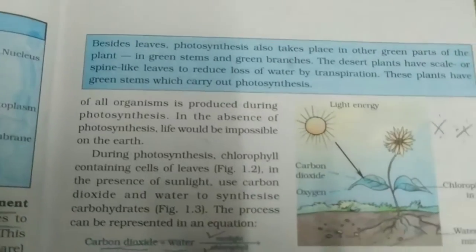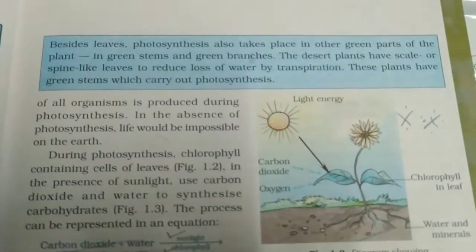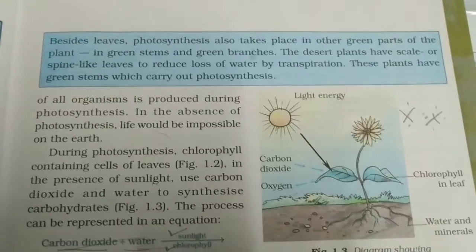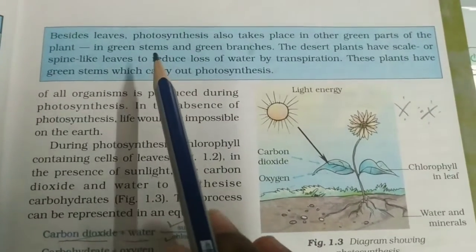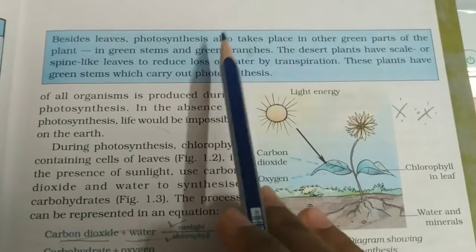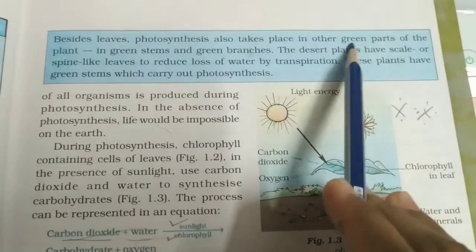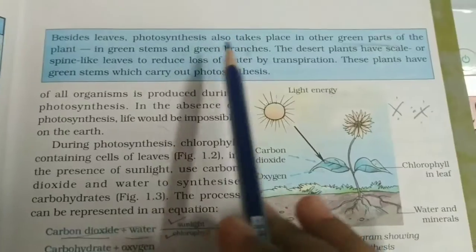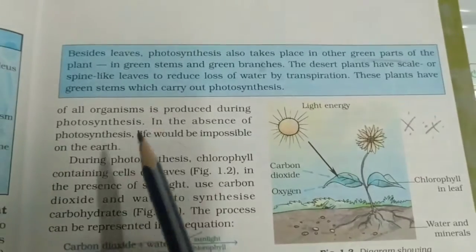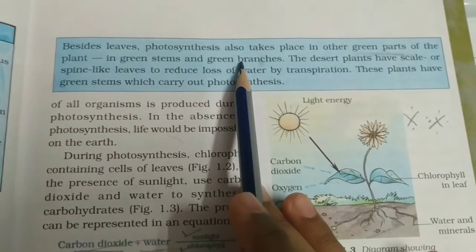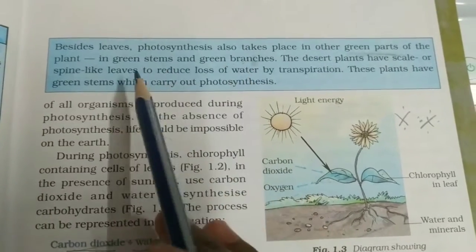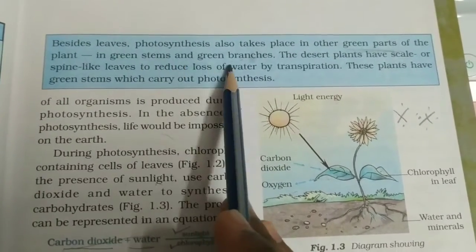Oh, yeah, there's a small topic. Beside leaves, photosynthesis also takes place in other green parts of the plant. So besides leaves, there are other parts of the plant where photosynthesis can take place. Other green parts, guys, not any other parts, only the parts which are green. So in green stems and green branches only, not in brown branches or brown trunks or anything like that.